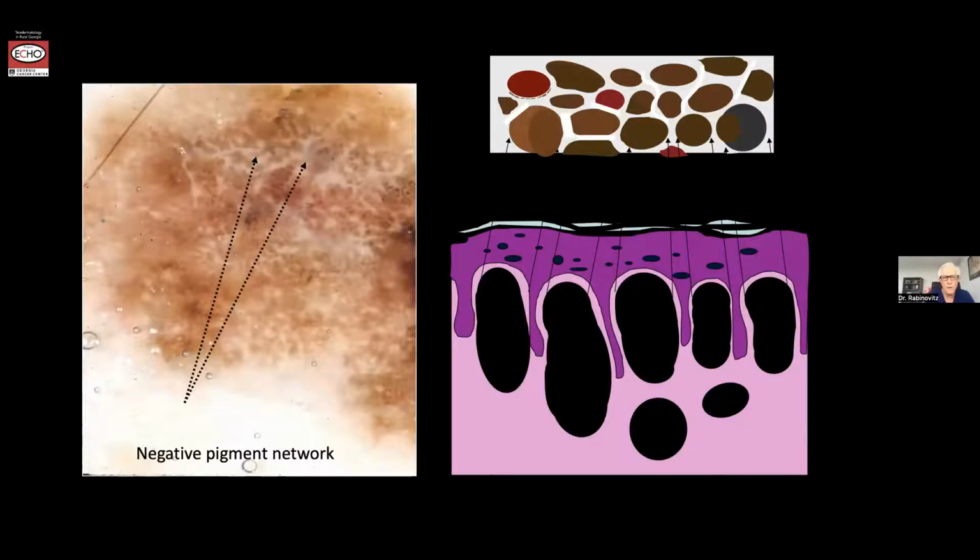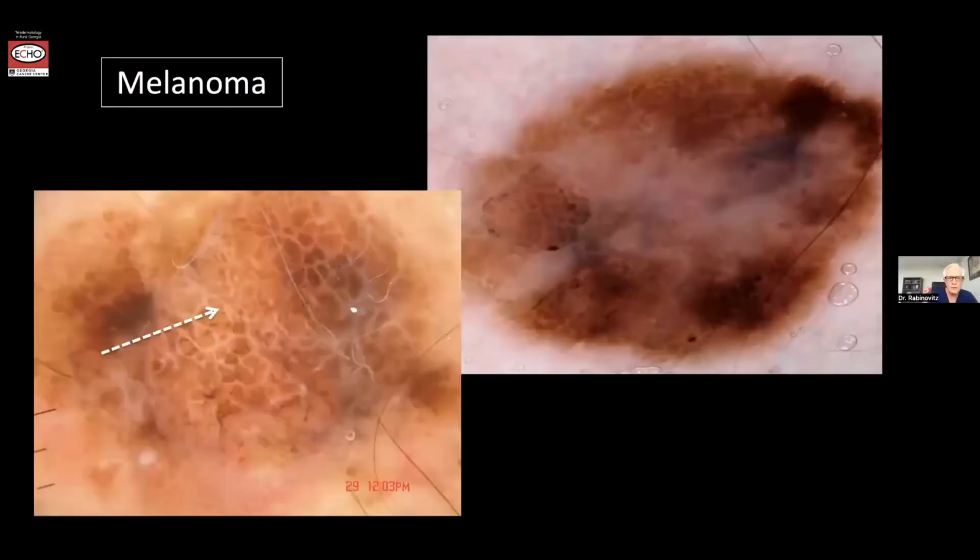And the reason why we have this negative pigmented network is that these dark structures over here are the nests of melanocytes. And when they're large and discohesive, they push the rete ridges to the side. So it gives you what's called a pattern, which is characteristic of melanoma. Here are two more examples of this negative pigmented network.